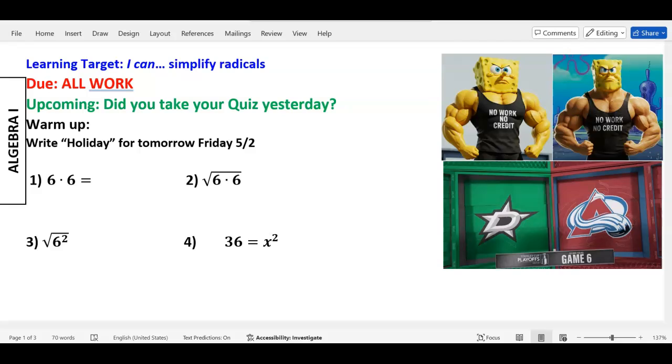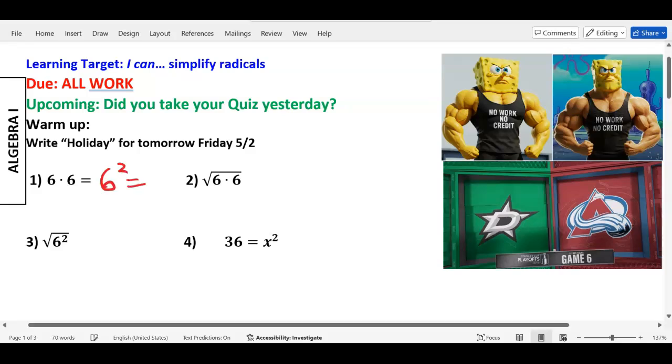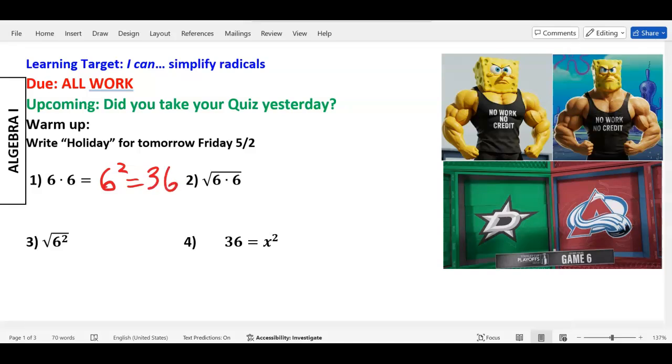Now, number one, this is some basic stuff you should already know, like multiplying a number times itself. 6 times 6 means 6 squared, which is 36, right? Does everyone know 6 times 6 is 36? You got to know that. Now, what if I take that 6 times 6 and square root it? Well, square rooting takes away one of the numbers you're multiplying by itself, right? So 6 times 6 is 36. Square root of 36 is 6, right?